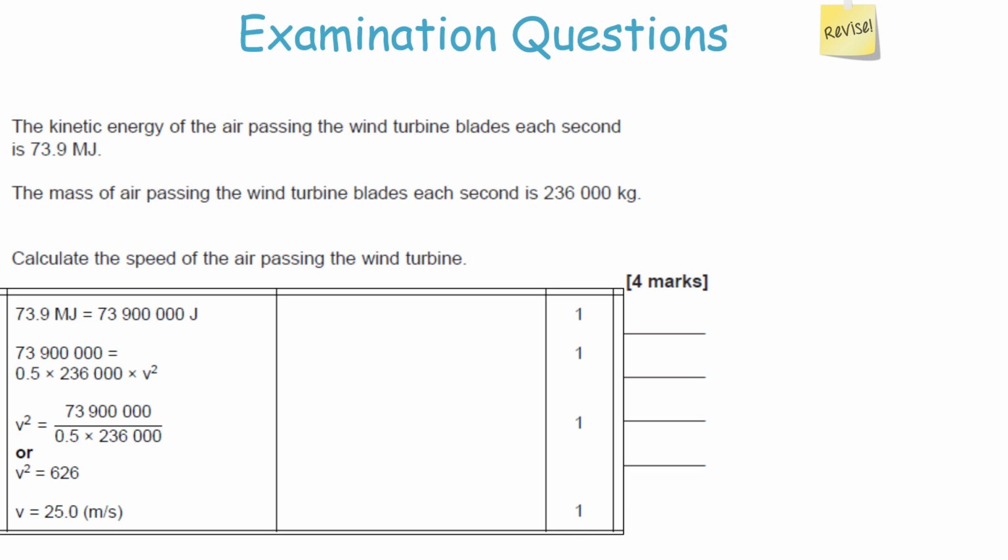What we can then do is make v squared the subject, and we then work it out as shown on the screen to get v squared to equal 626. Then to work out v, we square root that value, so we square root it and we get 25 meters per second. So with that, that's the last question in our revision session.